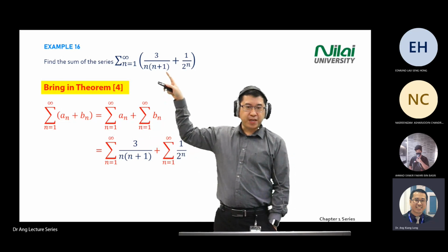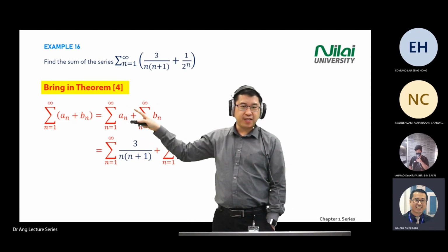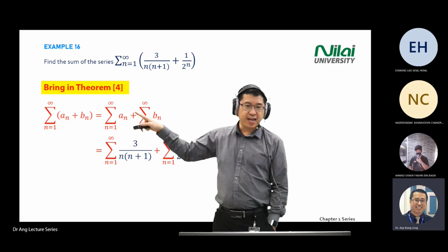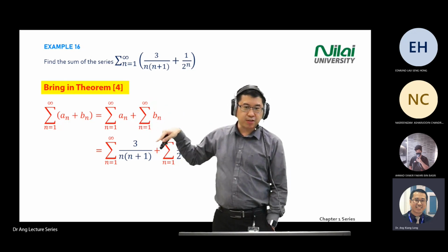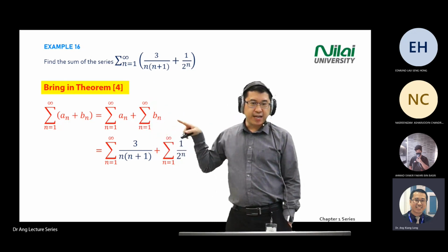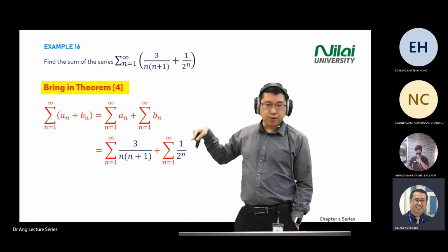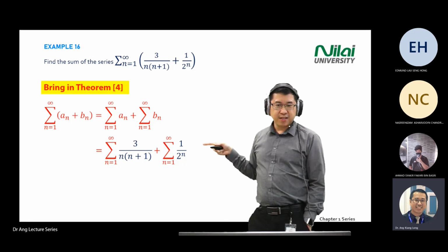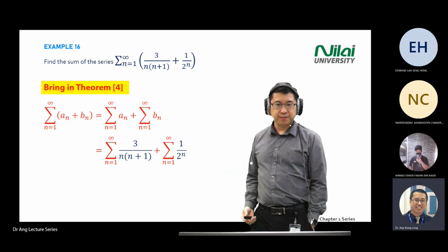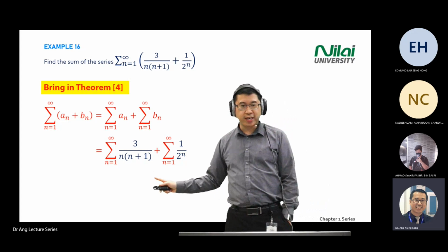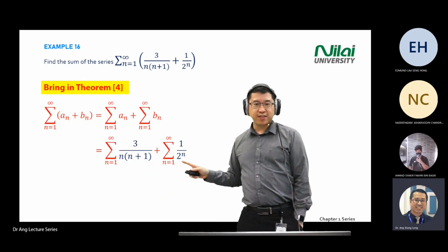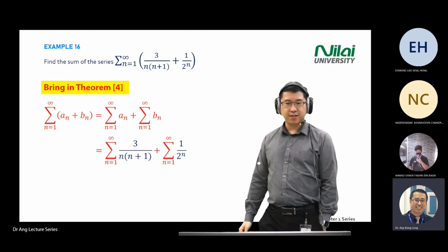You copy, you substitute, you show that you understand what AN is. AN equals this one, you substitute it here. BN equals this one, you substitute it here. This gives you the second mark. First point, 1 mark here, 1 mark here. The rest is just to test whether you know how to solve this kind of series or not.